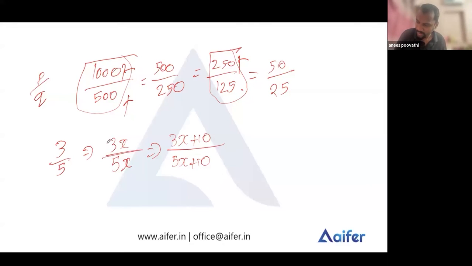So we have 3x by 5x, and after adding we have 3x plus 10 by 5x plus 10. This is it. So you can add this way, then you will be able to solve it.